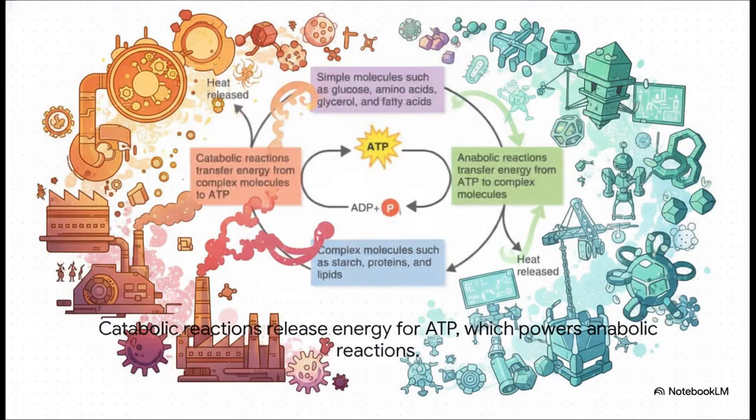And this right here just shows you that beautiful, elegant cycle. The power plants, that's catabolism, they break stuff down and funnel that released energy into a special molecule called ATP. Then the construction sites, anabolism, grab that ATP and spend it to build new things. It's a perfect, totally self-contained economic loop.